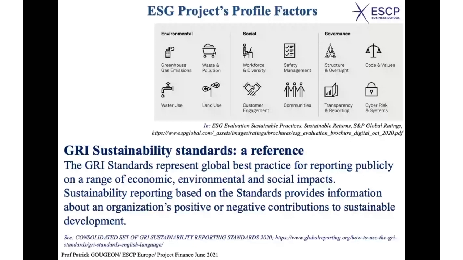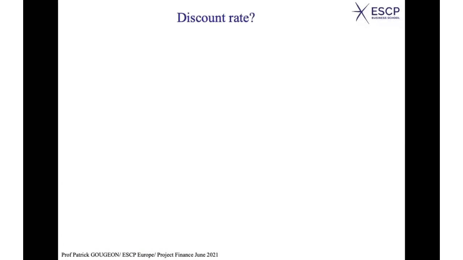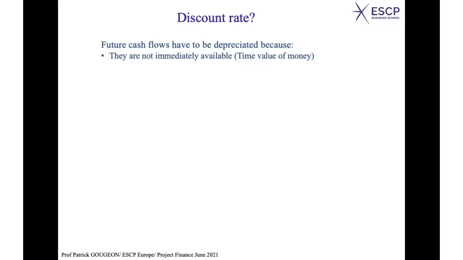Okay, having said that, now let's discuss the discount rate. We know that to evaluate a project, you need to have an idea of all the consequences of this project in financial terms, in terms of cash flows, but also in terms of impact, as we have seen. But future cash flows have to be discounted. Why? You know the reasons. They are not immediately available. Behind that, you have the idea of the time value of money. The later the cash comes in, the less it is worth today.